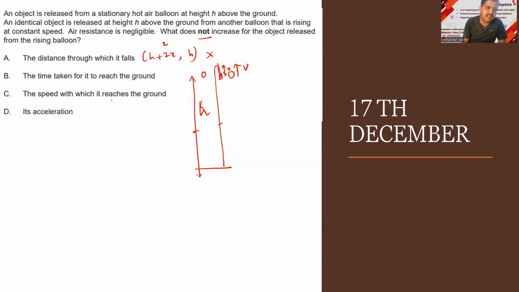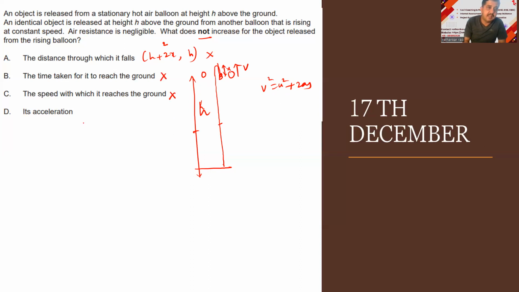Then the speed at which it reaches the ground. What does speed depend on? Speed depends on v squared equals u squared plus 2as. Here s is displacement, a is nothing but g, and u is the initial velocity. When you throw it upwards, you have an initial velocity. When you drop it, the initial velocity is 0. So it matters with the factor of u squared. So definitely this is incorrect.